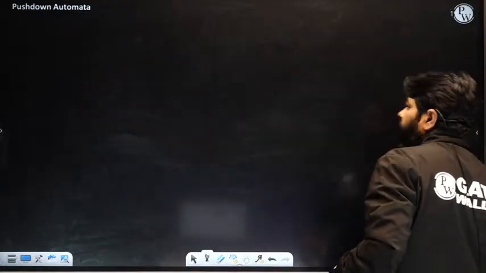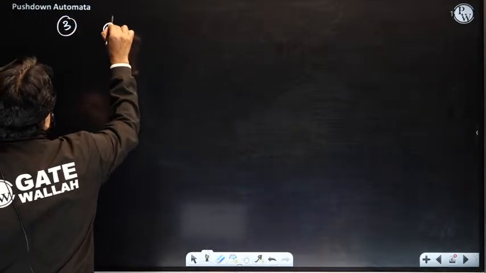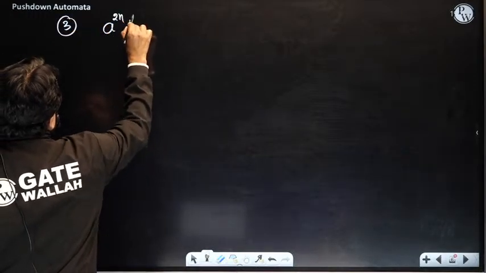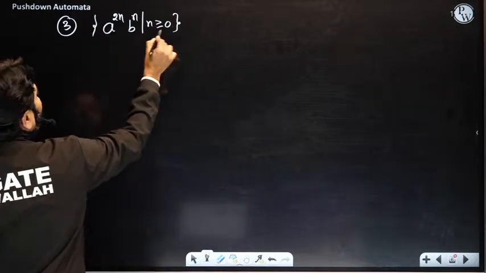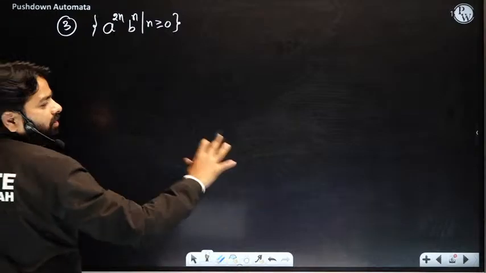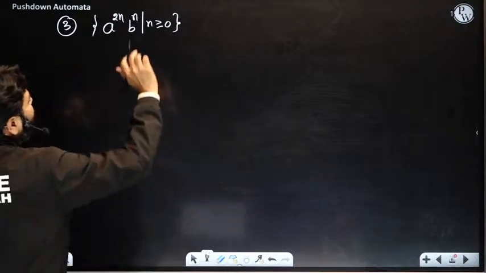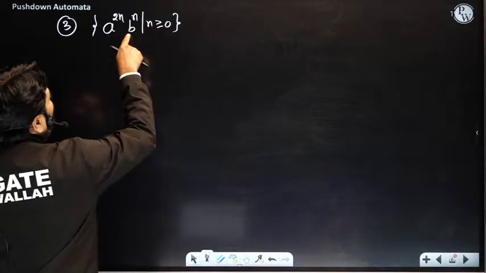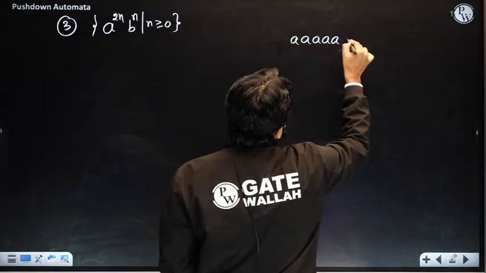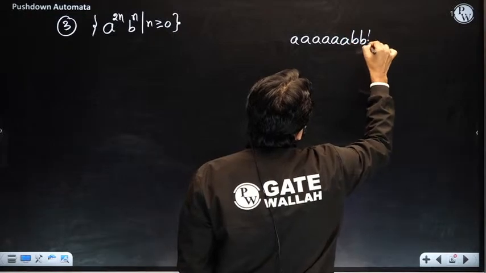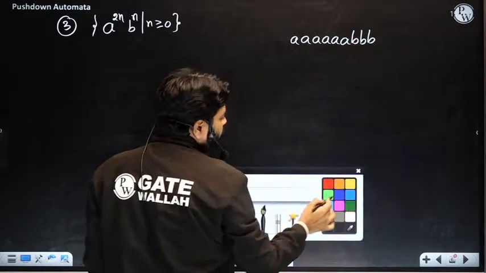Now the next problem, the third. A power 2n, B power n, such that n is greater than or equal to 0. If n greater than or equal to 1 is there, then don't accept epsilon. From Q0 don't read dollar. Okay. Now what is it? A's twice means, let's say I have 6 A's. Then how many B's should be there? 3 B's. Then how do you proceed?